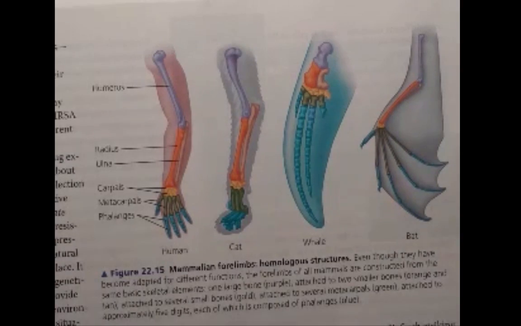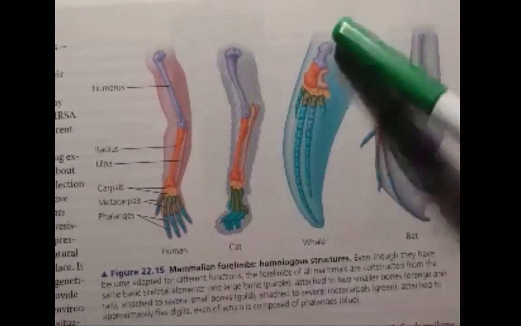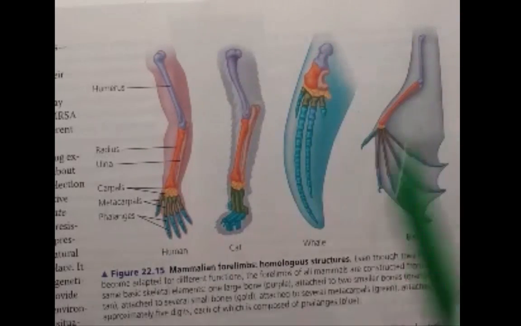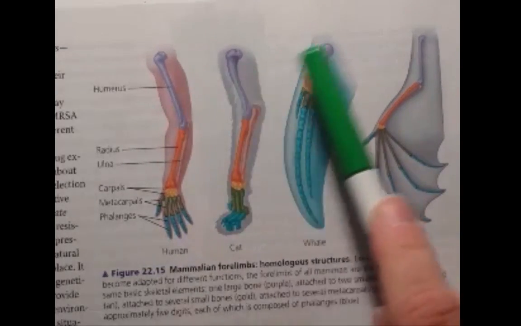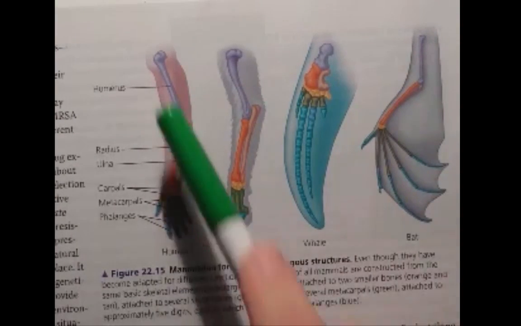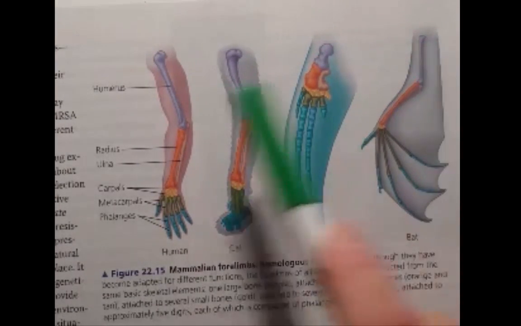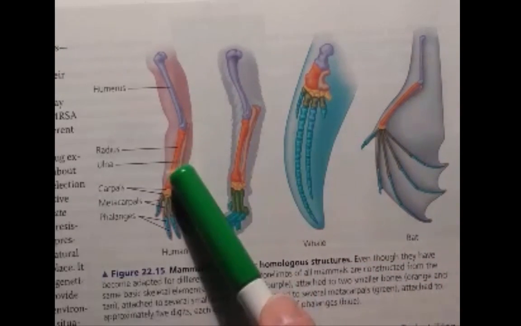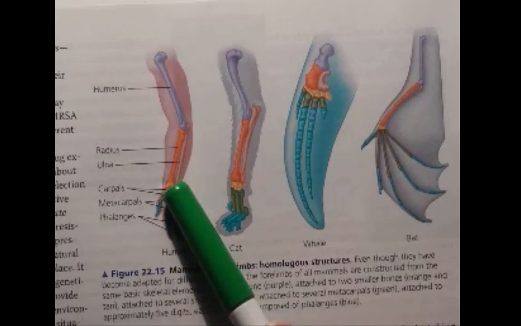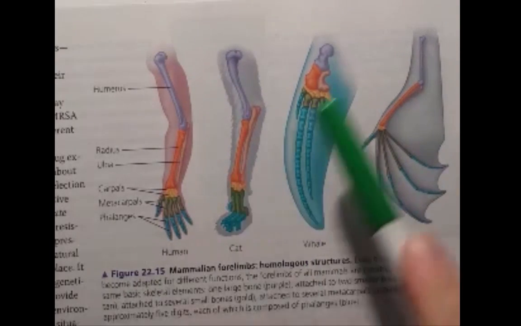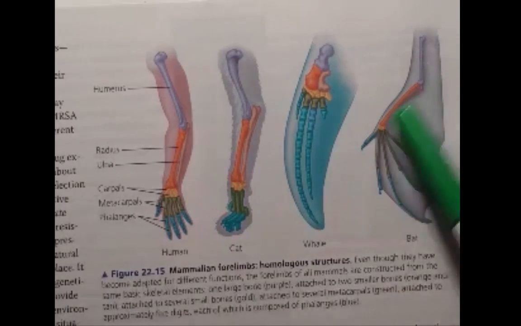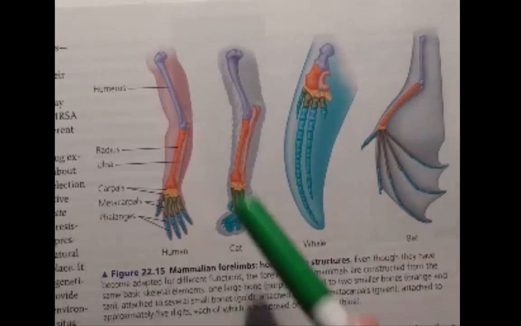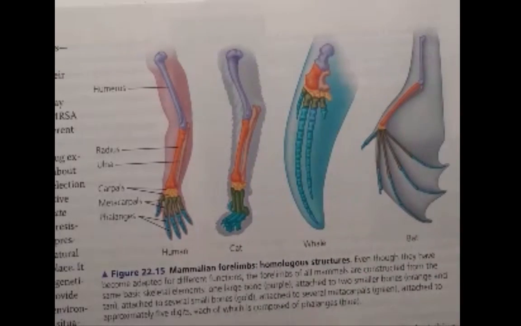Okay, so what we see here in the human arm, the cat leg, the whale flipper, and the bat wing is very similar bone structures. We see a humerus in all of them. When you look at them, they're different sizes, but they have the same kind of anatomical landmarks on them. We see a radius and ulna, the two lower bones in our arms. We see those in cats, and we even see them in the whale flipper and in the bat wing. Anatomically, they have very similar structures, though they're different lengths, and in some cases different thicknesses.